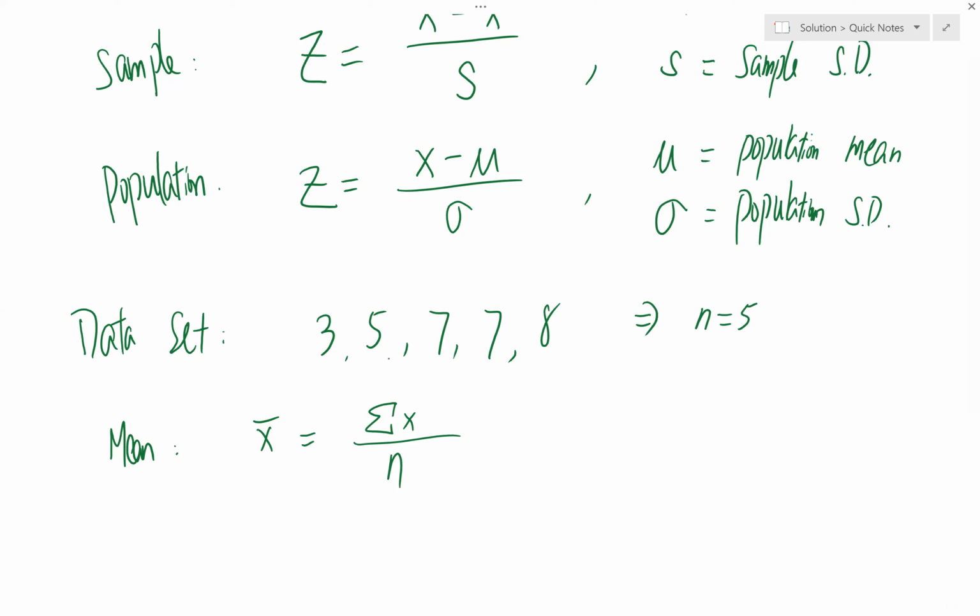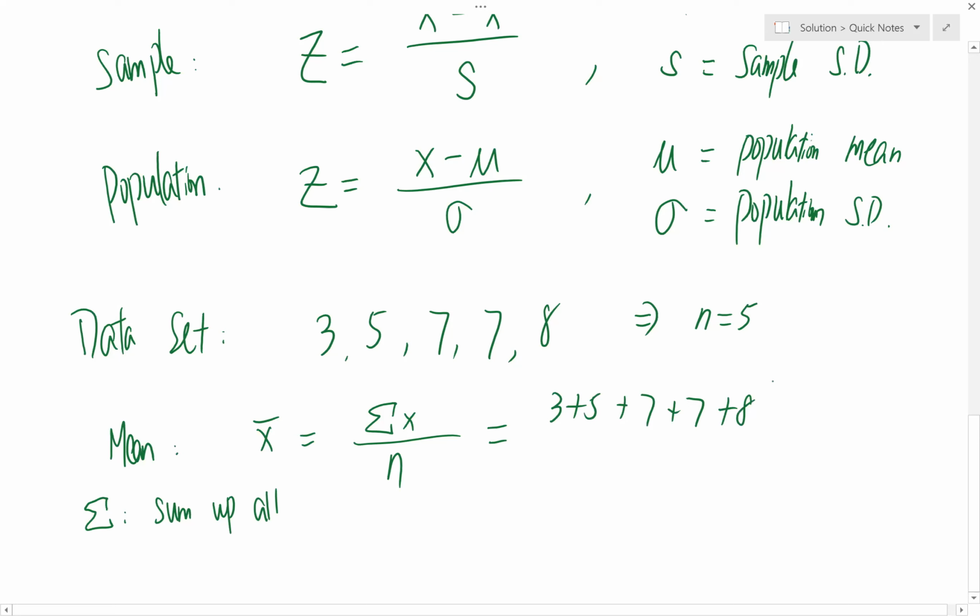Okay, so this symbol means sum up, the summation sign. So we're basically adding 3, adding 5, adding 7, 7, and 8, and dividing by the sample size, that's 5. If you sum up, that should be 30 over 5. So the mean, the average here, is 6. So we find that first.